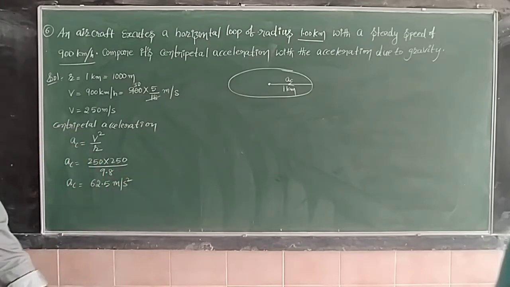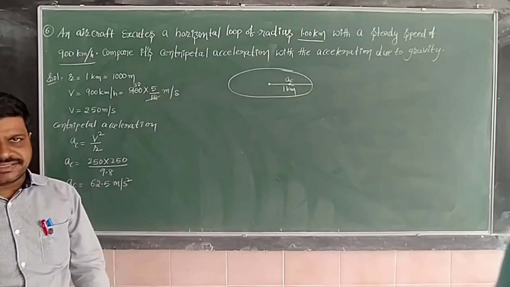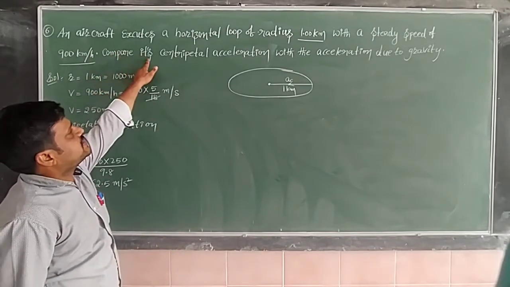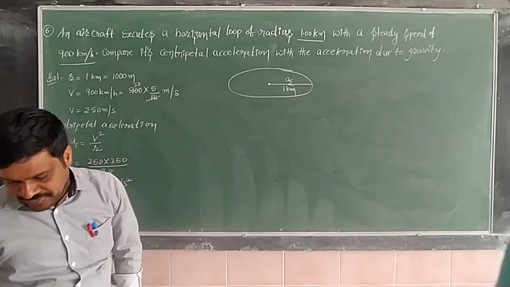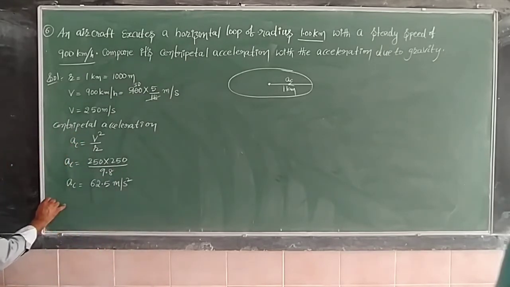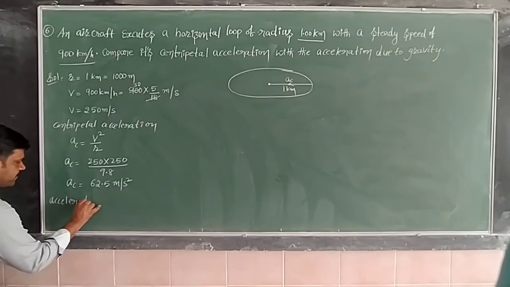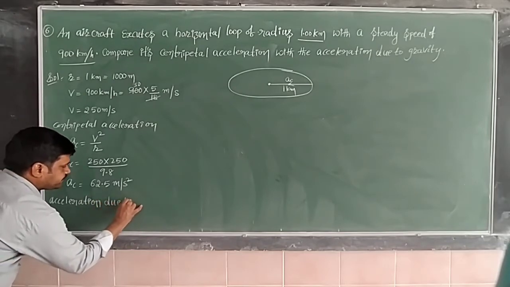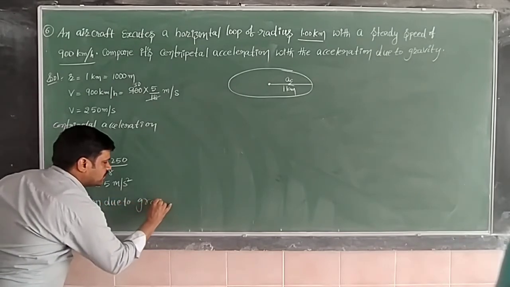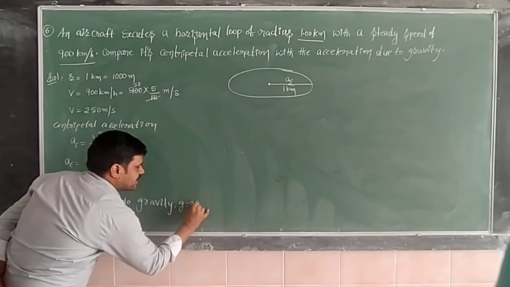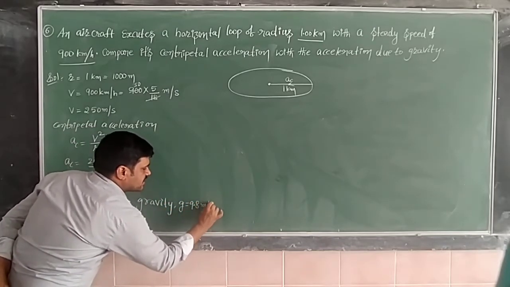Now this is the centripetal acceleration. The question asked us to compare its centripetal acceleration with the acceleration due to gravity. We know that the acceleration due to gravity, small g, has a value of 9.8 meters per second square.